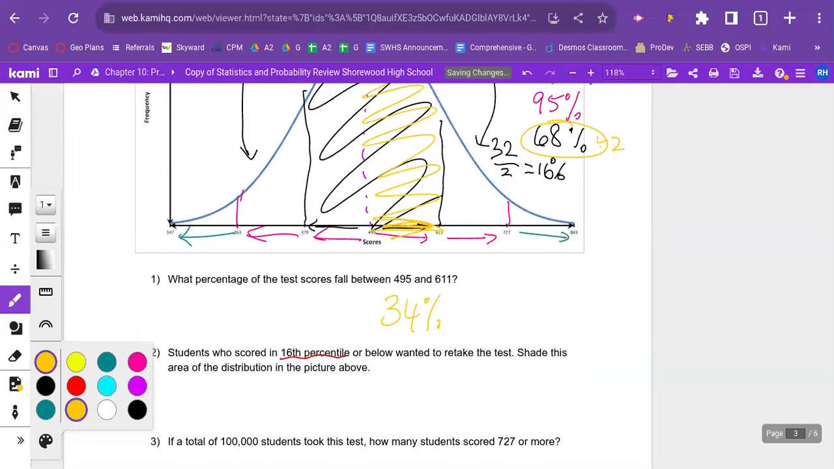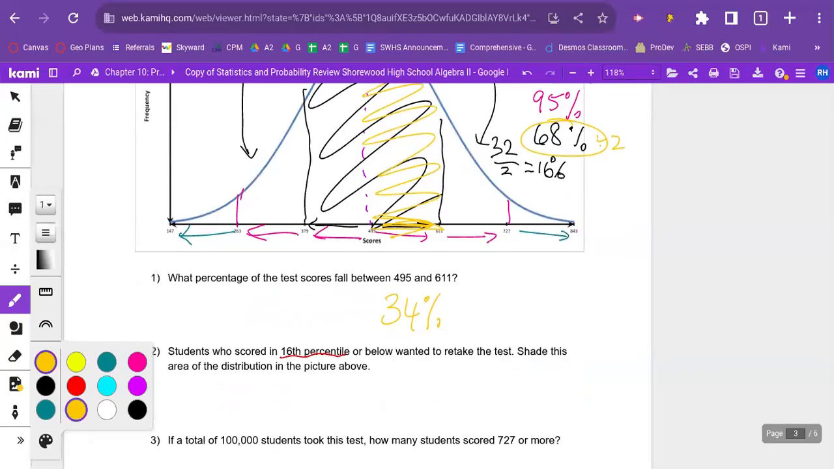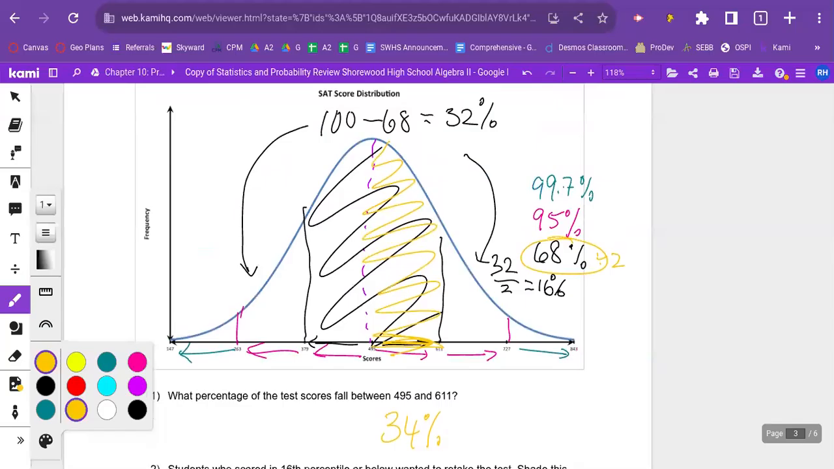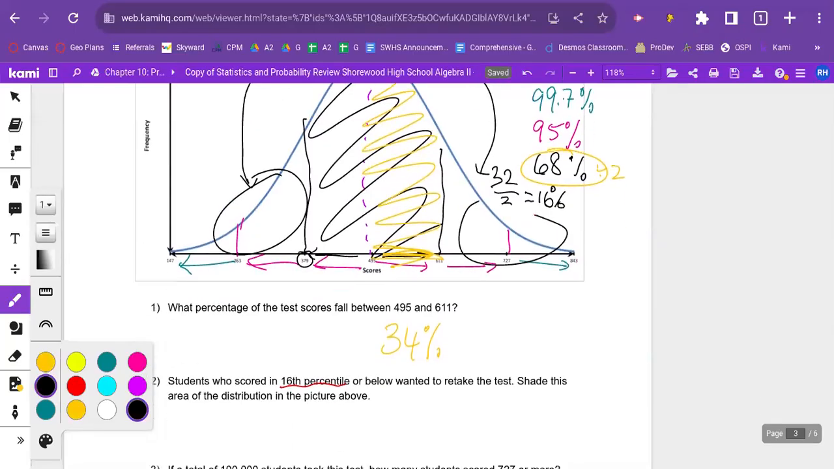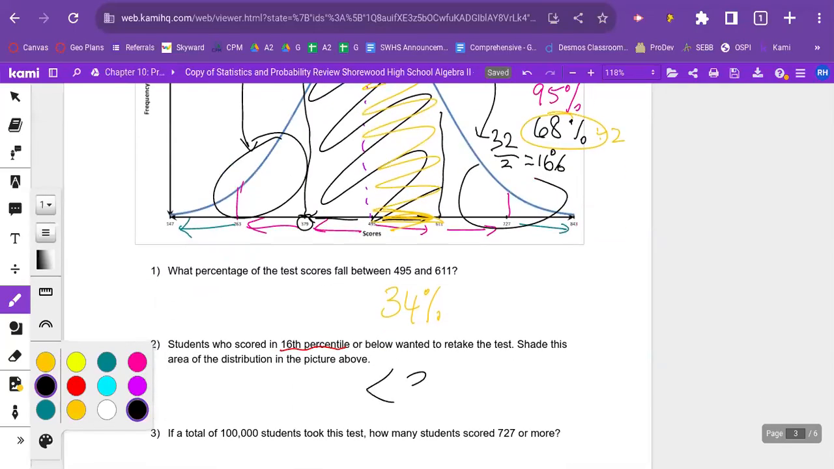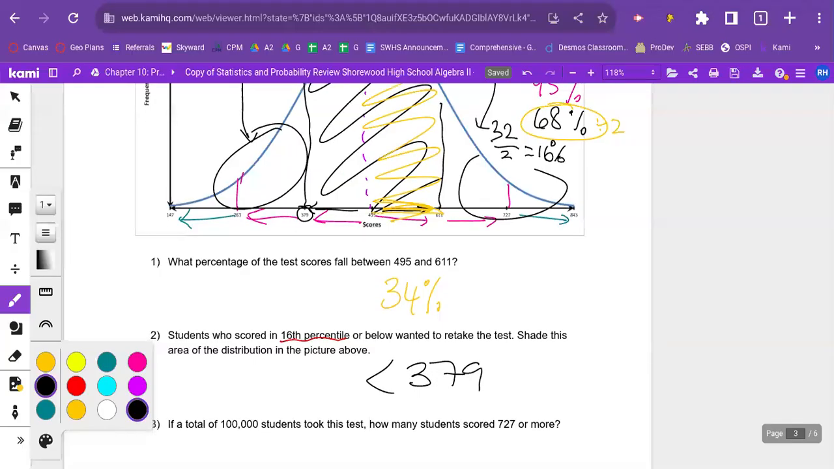So the second question, students who scored in the 16th percentile or below wanted to retake the test, shade in the area of the distribution in the picture above. So as I calculated previously, both of these regions are 16%, so that means they would have to score less than 379, less than a score of 379.